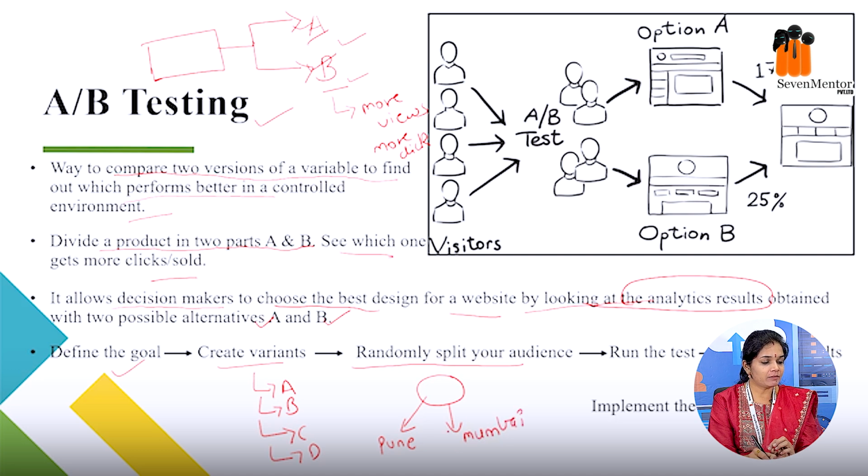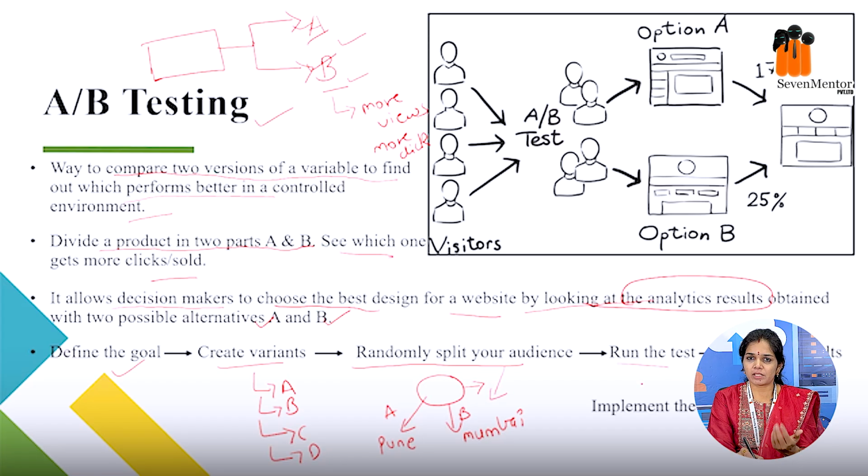Correct. Then I will say A is in Pune and B product or whatever. If it is physical, then it will be in Mumbai. And if it is not physical, it is online, then it will be open for all. Okay, so randomly split your audience. You can go and give physical posters also to the public. So this comes under this criteria.